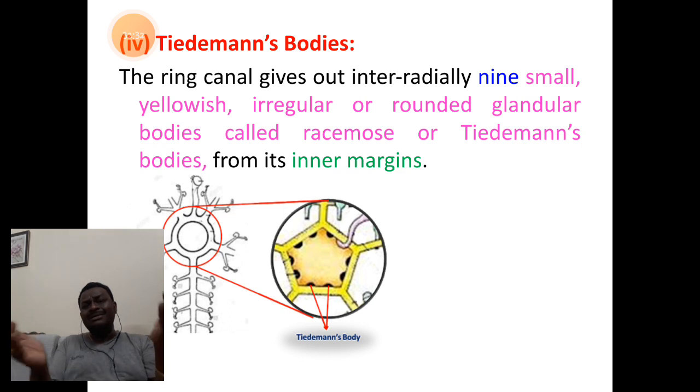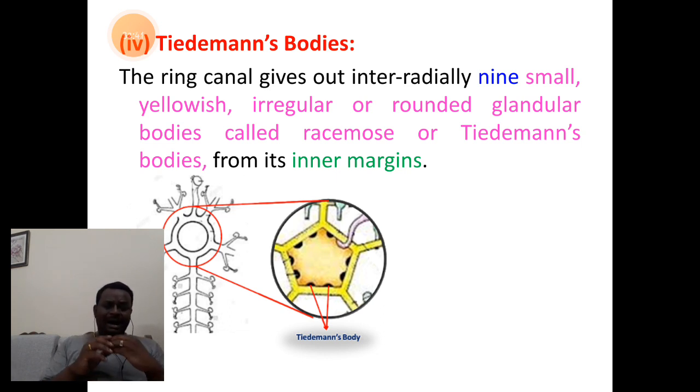When we look at the inner surface of the ring canal, there are small, round or irregular, yellowish glandular sacs or bodies joining with the ring canal part. So you can find dark black colored dot-like structures attaching to the inner side of the ring canal. They are called Tiedeman bodies or racemose glands.